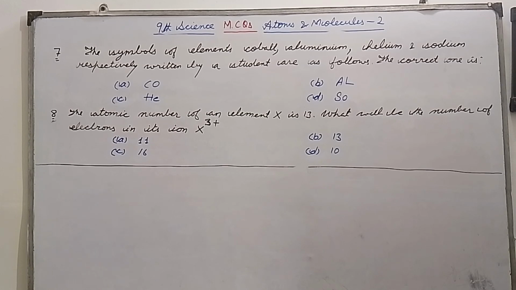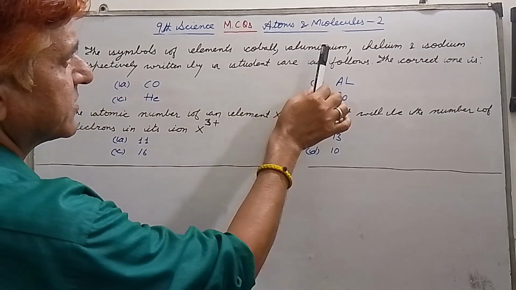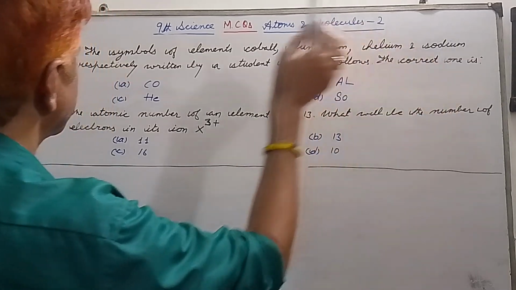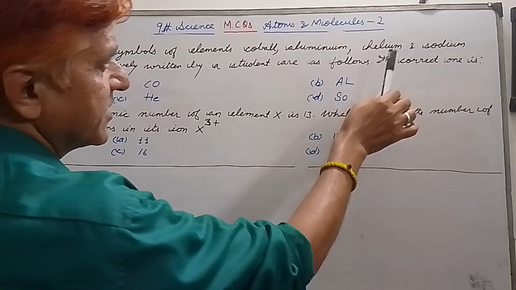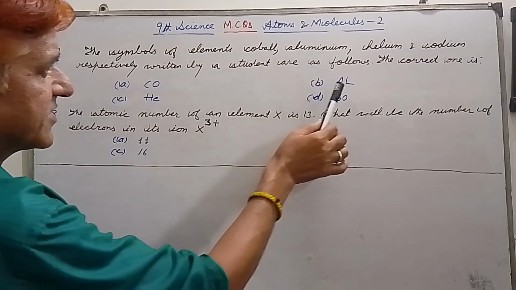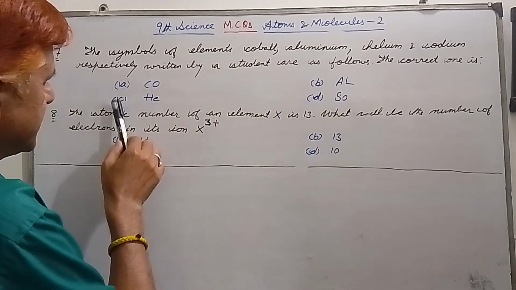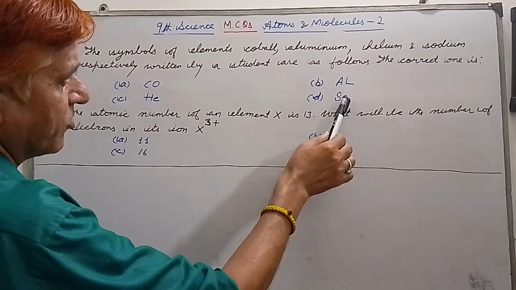Now my dear students, we have question number 7. The symbols of elements cobalt, aluminium, helium and sodium respectively written by a student are as follows. The correct one is: A, capital C capital O; B, capital A capital L; C, capital H small e; and D, capital S small o.